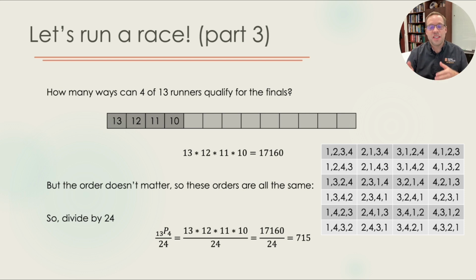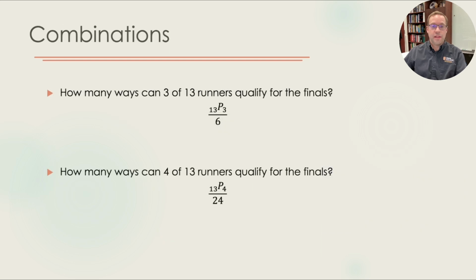That means there's 715 different ways that 13 runners can be organized into the first 4 places. Okay, so what did we do? Well, let me come here. This is the math that we use for both of those calculations: 13 permutation 3 and 13 permutation 4, but then we divided out the different number of rearrangements, 6 in the first case, 24 in the second case.